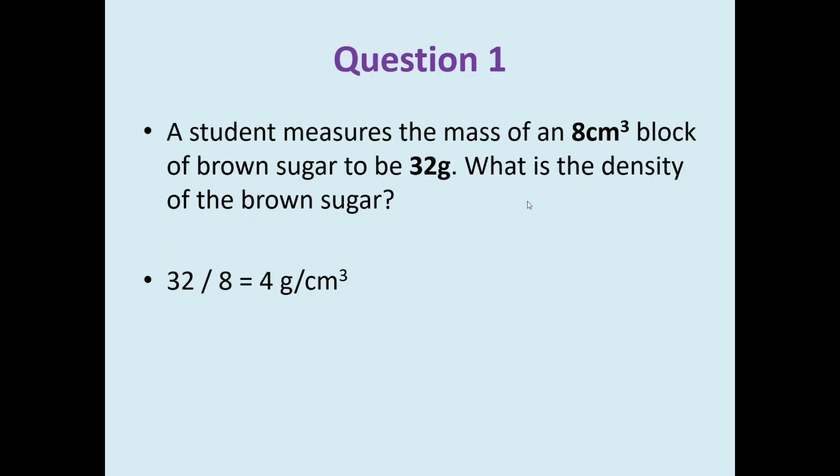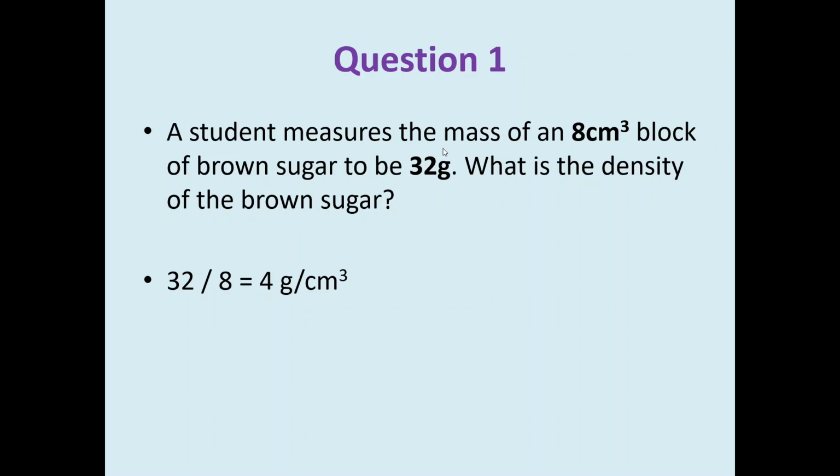So remember, it is the mass divided by the volume. So here's the mass, it's 32 grams. The volume is 8 centimetres cubed. So it's going to be 32 divided by 8. Our answer is 4 grams per centimetre cubed.